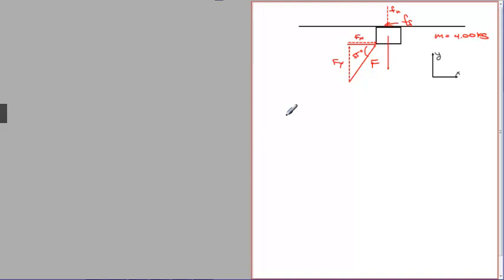So let's look at the sum of the forces in the y direction. What's the acceleration in the y direction? 0, because it's a solid ceiling. So there is no movement in the y direction. So that's equal to 0. And what do we have? We have the weight, which I forgot to write down there.